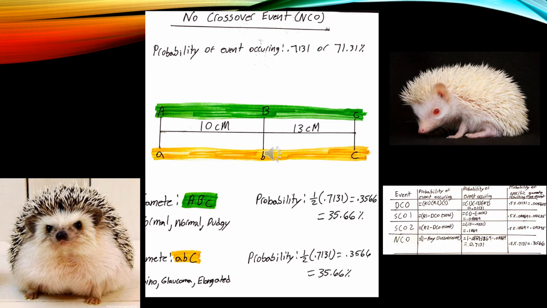The most likely scenario, with a probability of 71.31%, is there will be no crossover event, meaning that the heterozygous individual will receive one gamete from each parent perfectly matching that parent's gametes. Each of these gametes will also have a 35.66% chance of occurring.